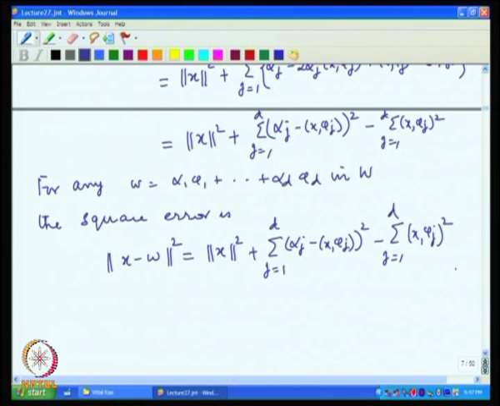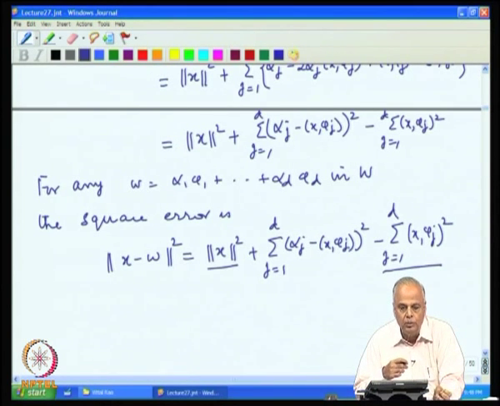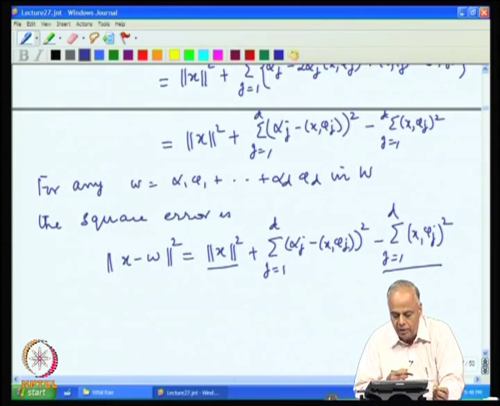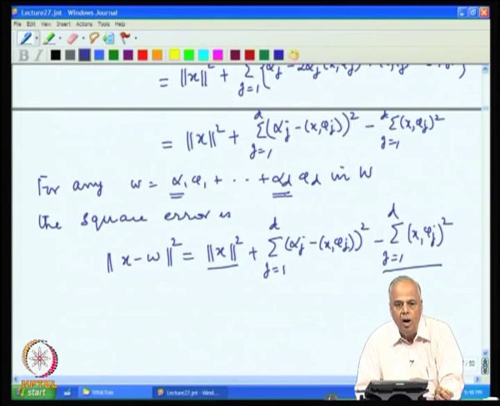We are minimizing the right hand side. The vector x is given, we can do nothing about it, and the orthonormal set in W is fixed. So, we can do nothing about it. We are trying to minimize it by choosing the suitable vector in W. By choosing a suitable vector in W, we mean suitable values for alpha 1, alpha 2 and alpha d. This means we have to adjust the alphas in such a way that the right hand side becomes minimum.